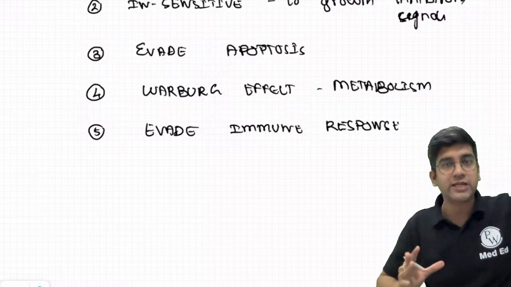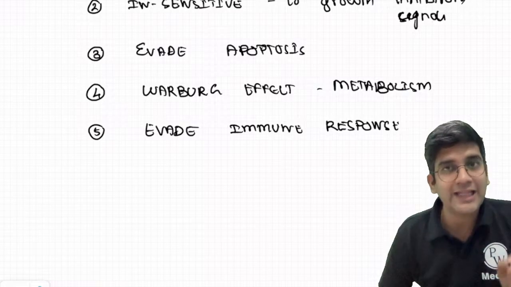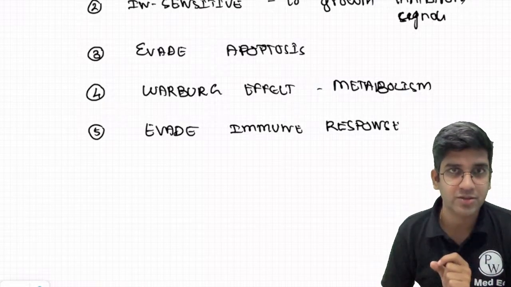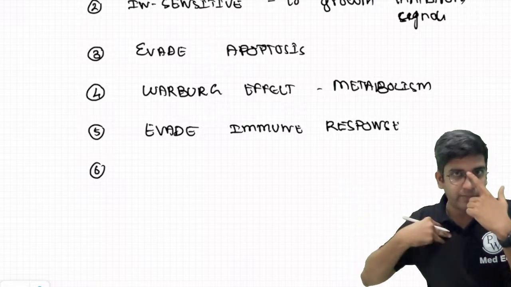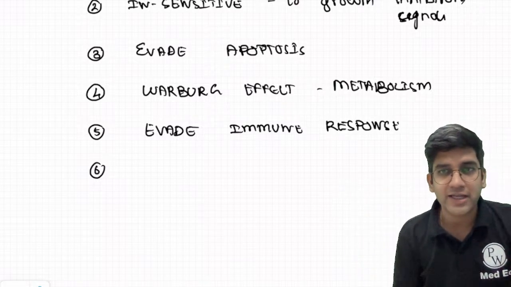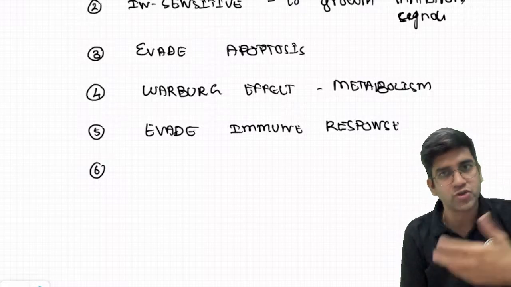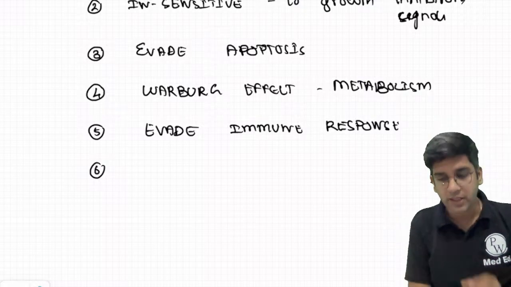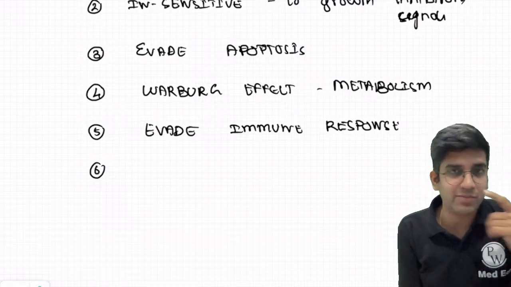The kid grew 6 times in size, and who saw it? The most irritating auntie saw it, and the auntie called them a ghost. I'm going to use the ghost for the sixth hallmark. The only memory for me, at least for ghosts, is that evade means escape. They escape the immune response. Evade apoptosis. They escape apoptosis. Fine. Okay.